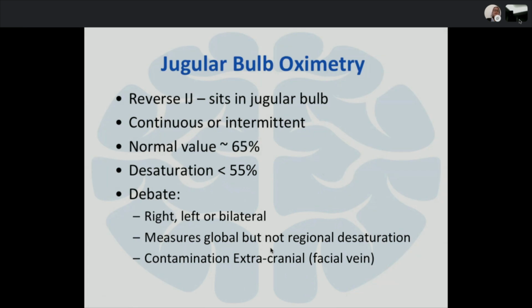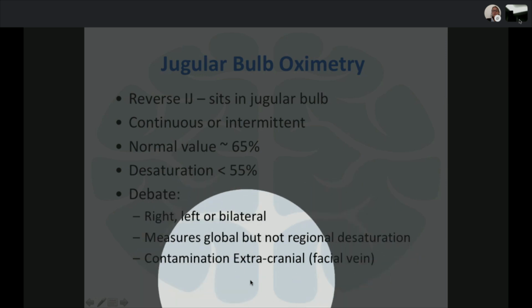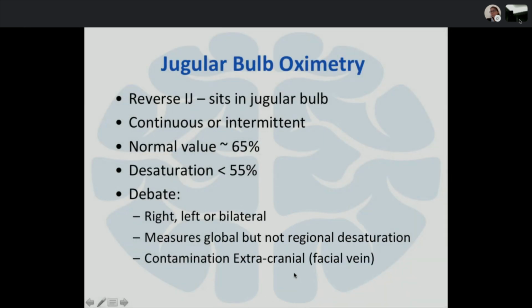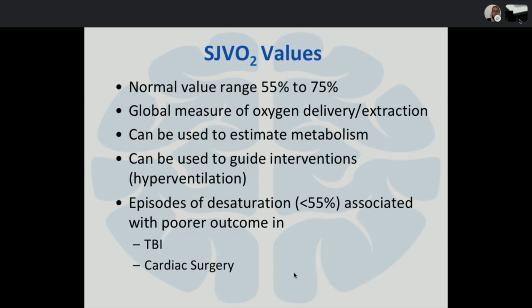Of course, another limitation is that this technique measures the global desaturation, but not regional desaturation. And we know, and we are going to discuss it in a few minutes, that what we want to know is a very initial sign of cerebral deoxygenation, to assess what happens in the penumbra zone, which is the first part of the brain at risk of being damaged according to the secondary brain damage. And then the third but very important issue is the extracranial contamination, especially from the facial vein, and the main issue here is the position of the probe.